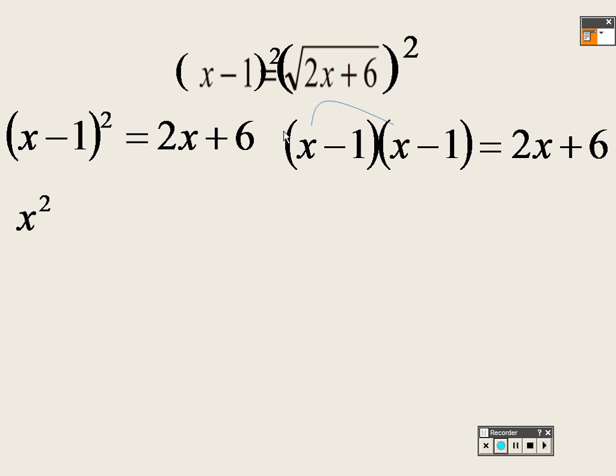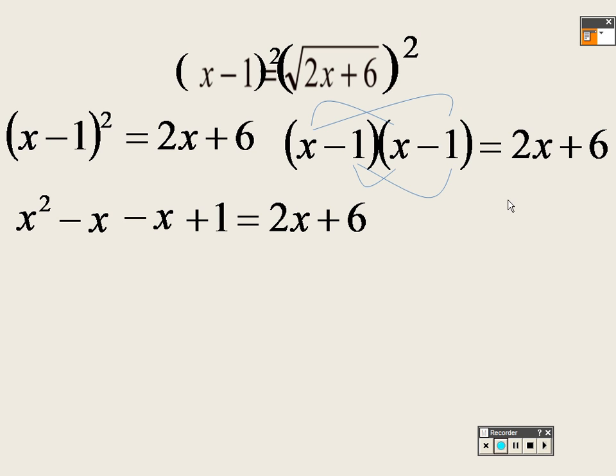X times x is x squared. X times negative 1 is negative x. Negative 1 times x is negative x. Negative 1 times negative 1 is positive 1, and that equals 2x plus 6. So I combine my like terms. That's a negative 2x, and I have a positive 1 there. So we got a 2x plus 6 still on that side.